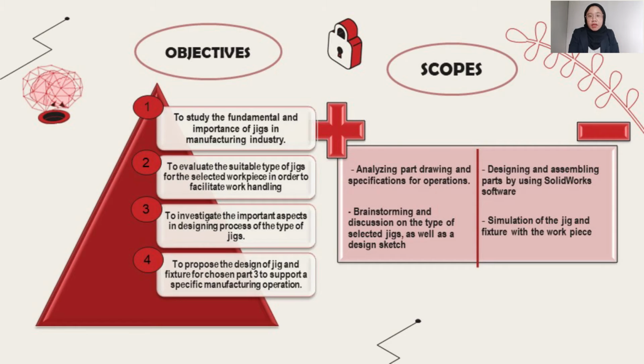The objective of this project is to study the fundamentals and importance of jigs in the manufacturing industry, to evaluate the suitable types of jig for the selected workpiece in order to facilitate work handling, to investigate the important aspects in the designing process of the type of jig, and to propose the designs of jig and fixture for the chosen part 3 to support a specific manufacturing operation. Their scope: analyzing part drawing and specification for operation, brainstorming and discussion on the type of selected jig, designing and assembly, and lastly, simulation of the jig and fixture with the workpiece.